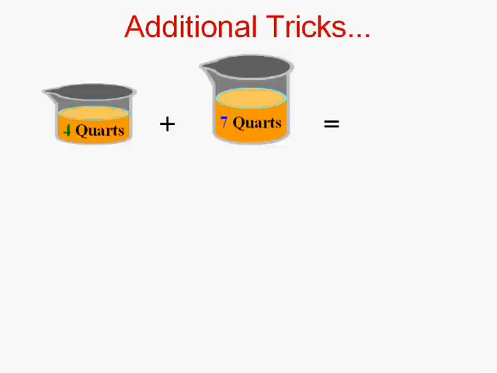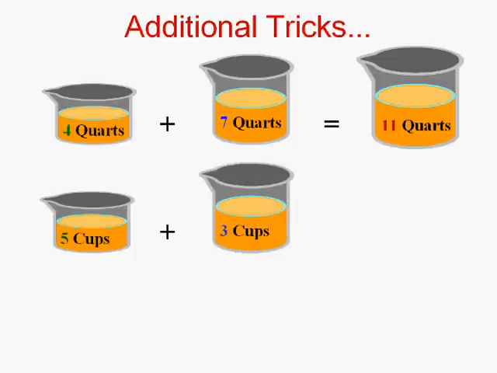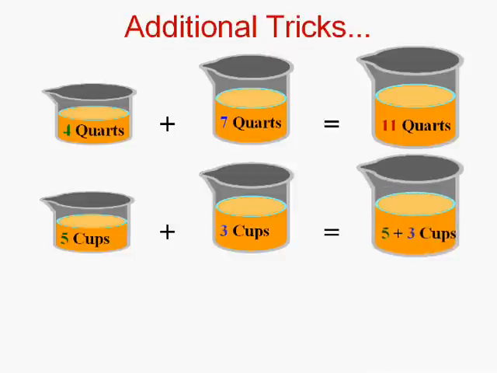The other trick is, if we take 4 quarts of something and add it to 7 quarts of something, what will we get? Of course, you'll get 11 quarts. If we take 5 cups of something and add it to 3 cups of something, what will you get? Well, you'll get, of course, 5 plus 3 cups, which is 8 cups.